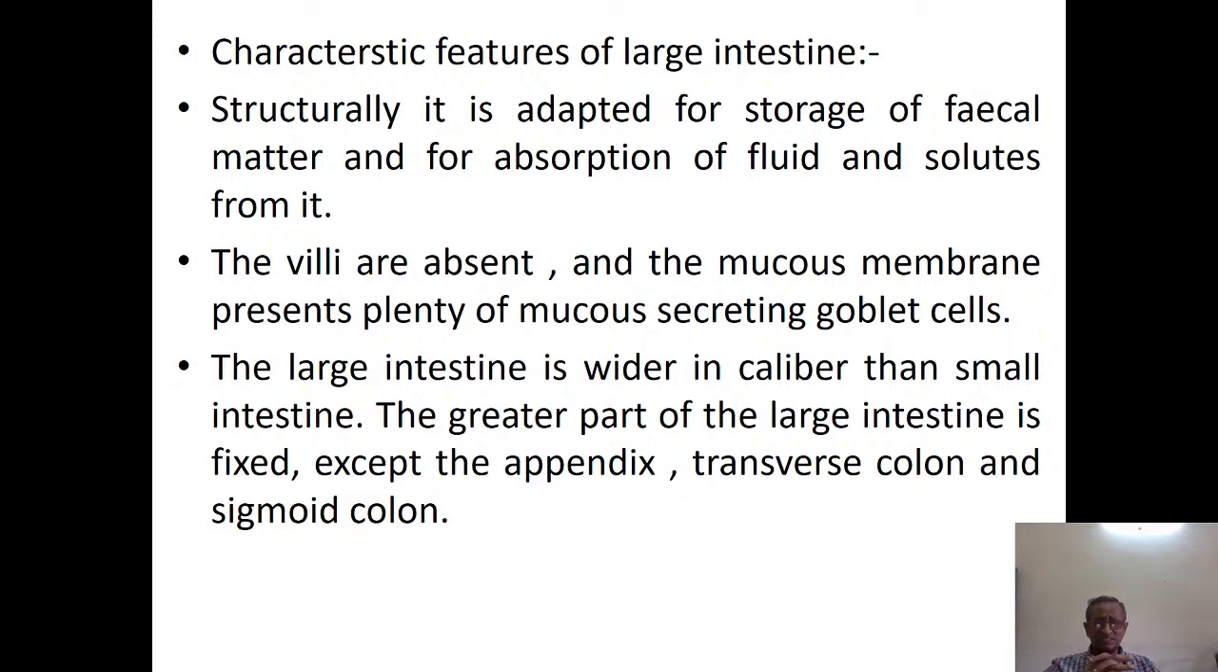Greater part of the large intestine is fixed except the appendix, transverse colon, and sigmoid colon. So in the large intestine, as we studied, the caecum is fixed, the ascending colon is fixed, the hepatic flexure is fixed, whereas the transverse colon is mobile, and again the splenic flexure is fixed, the descending colon is fixed, the sigmoid colon is mobile, and of course the rectum and anal canal are again fixed. So only the appendix, the transverse colon, and sigmoid colon are mobile, whereas all the other parts are fixed.